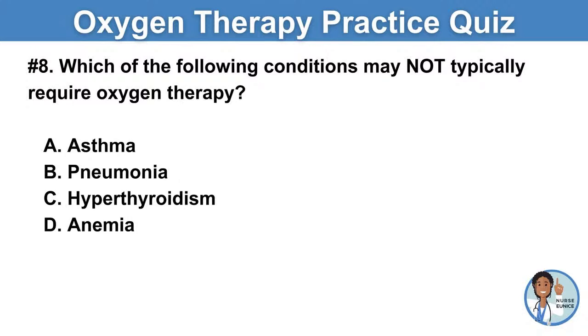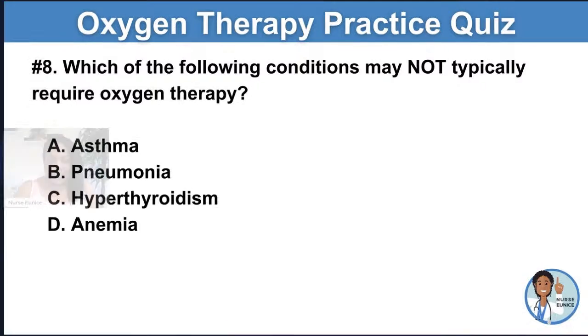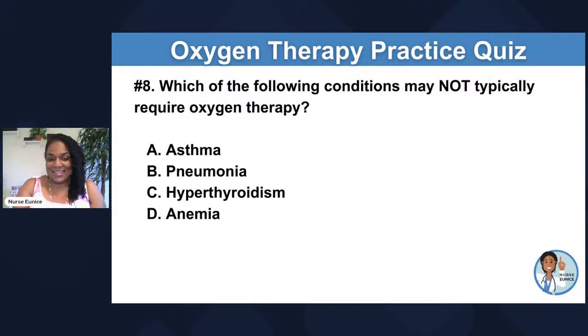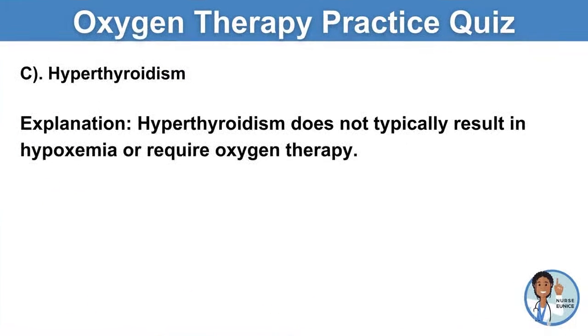Number 8, which of the following conditions may not typically require oxygen therapy? Asthma, pneumonia, hyperthyroidism, or anemia? Yes, Alex and Yemi, you all have the correct response. It would be hyperthyroidism. That typically does not result in hypoxemia or low oxygen levels.